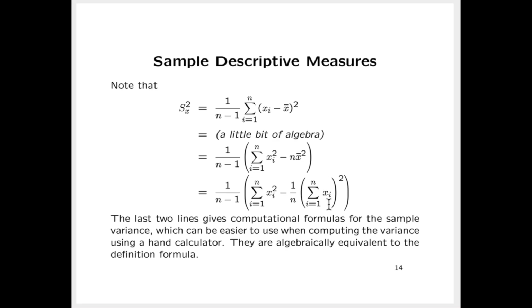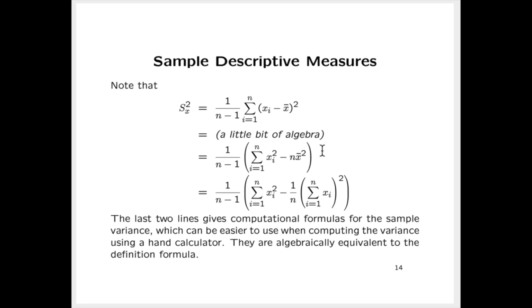You may have, for example, the sum of the x's and the sum of the squared x's. And if that's all you've got, then it may be easier to use this third expression here, rather than the defining formula or the first computational formula. On the other hand, if you have the sample mean and the sum of the squared x's, then it may be easier and more straightforward to use this second formula here. You get to choose which one of these you use.